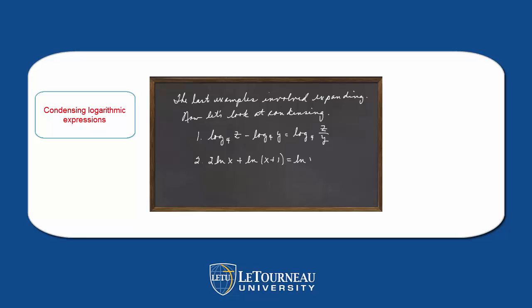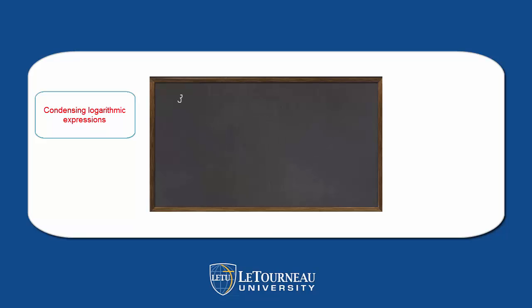Now, 2 log of x. That's going to be the log of x squared plus the log of x plus 1. And that'll be the log of x squared times x plus 1. That works out rather well. Let's see what we want to condense here.